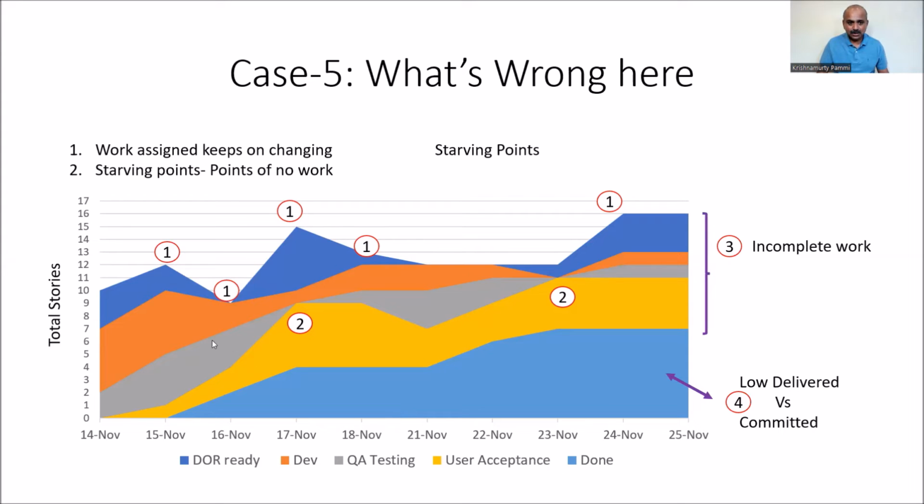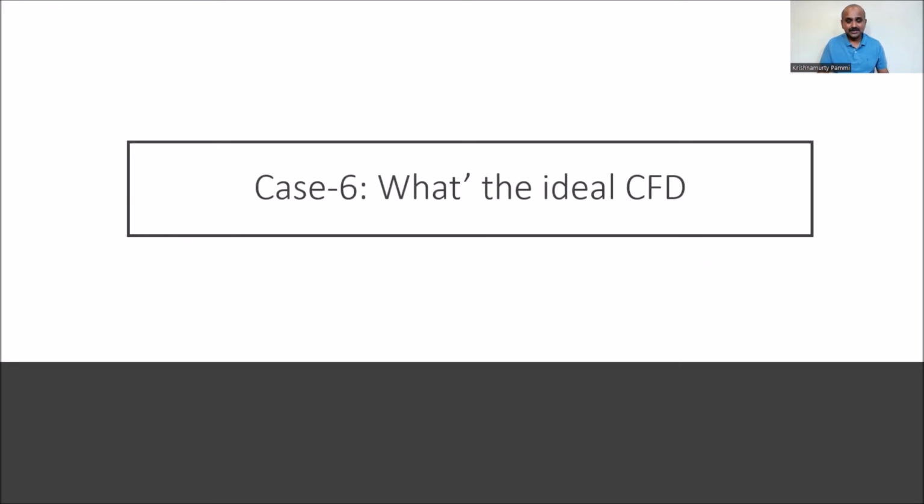So at the end of the day, now we have to show this to the respective people in the retrospective and say, guys, if you keep on adding and deleting, this is what happens. And we end up delivering 4 stories. So this is not right. Okay, let's go to case 6. Then you can ask, what should be the ideal cumulative flow diagram? Okay, we have understood 4 cases where different problems are there. Now, what will be the ideal cumulative flow diagram?